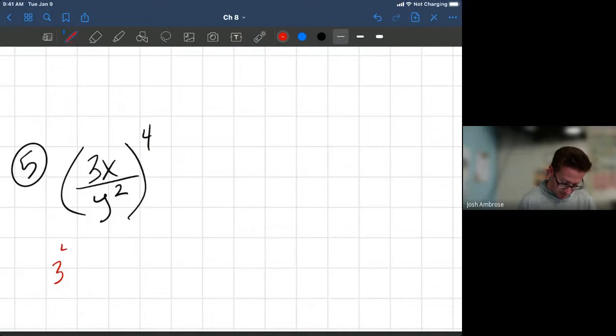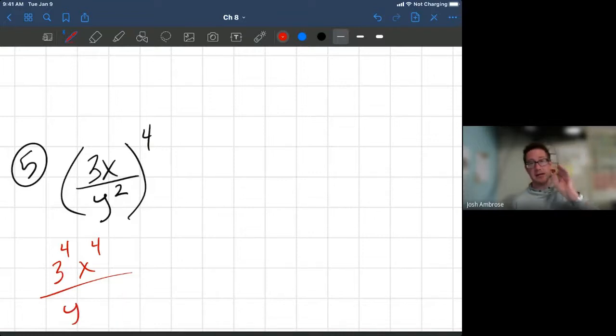3 to the 4th, x to the 4th over y. And let's remember, back in section 1, when you have an exponent brought to another exponent, you multiply those two exponents. So then you're going to have 2 times 4. I'm showing you all these steps. Take the time to write down all these steps. See it, hear it, learn it, and then you get it.